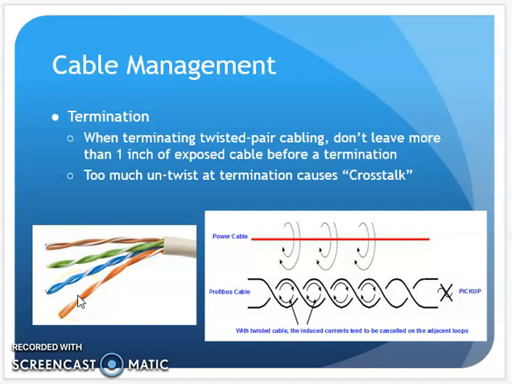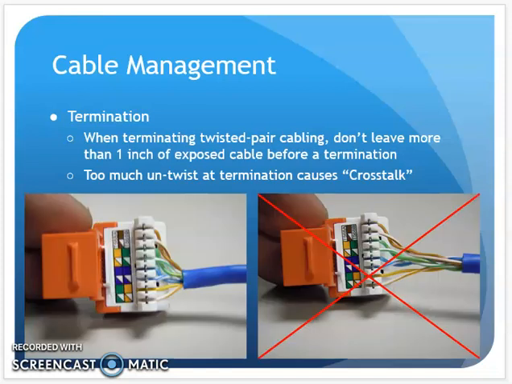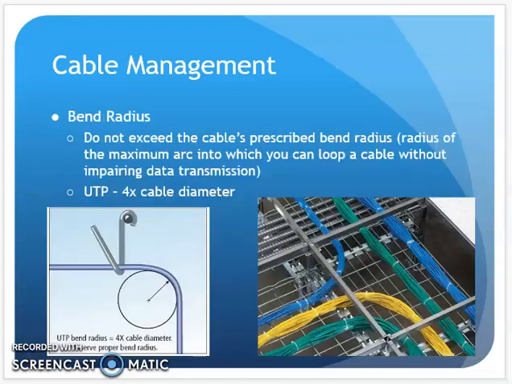The standard calls for minimal untwist, so I need to be careful as I'm terminating to watch that. Here would be a pretty good termination. Here would be a pretty lousy termination. You see the untwisted wire out there, and there's a lot of length there. I need to keep it close to the termination and keep that twisted as much as possible.